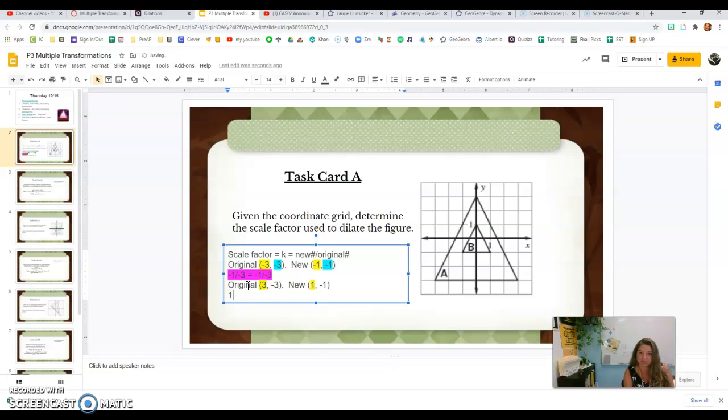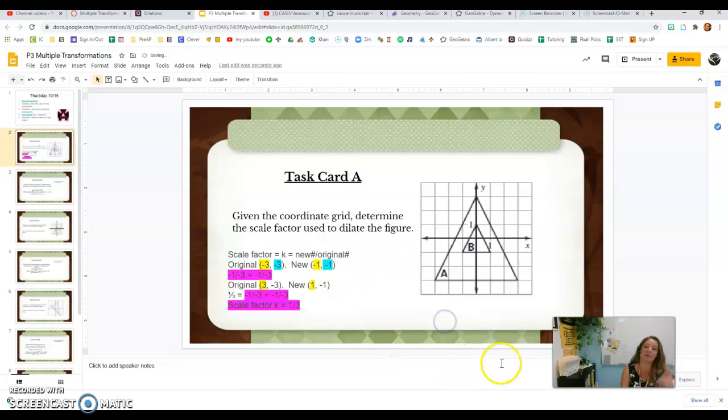Okay, so let's see. My new number was 1. If I divide it by 3, is that the same thing that I got up here in the pink? So I'm just actually going to copy and paste this. And guess what? It is. 1/3 is the same thing as -1 divided by -3. And -1 divided by -3. And this -1 divided by that -3. It's all the same thing. It's all the same number. So yay, that means that our scale factor or our K value equals 1/3. Okay, so that's how that one works.